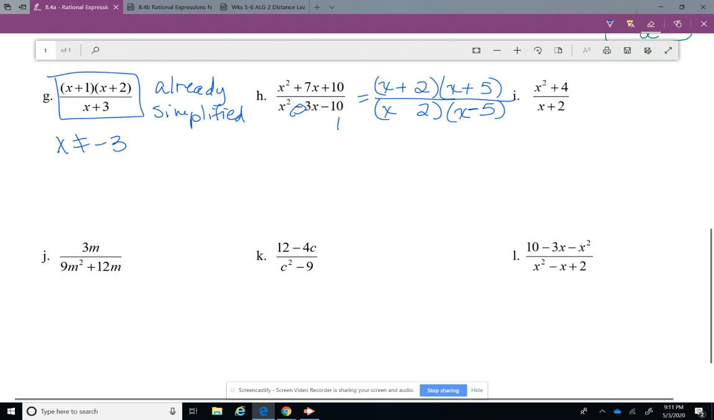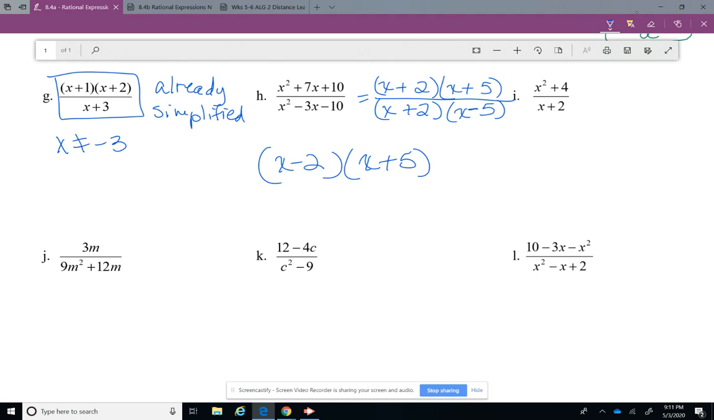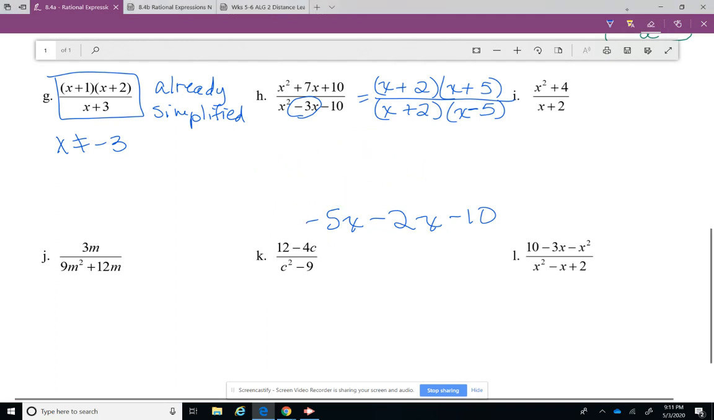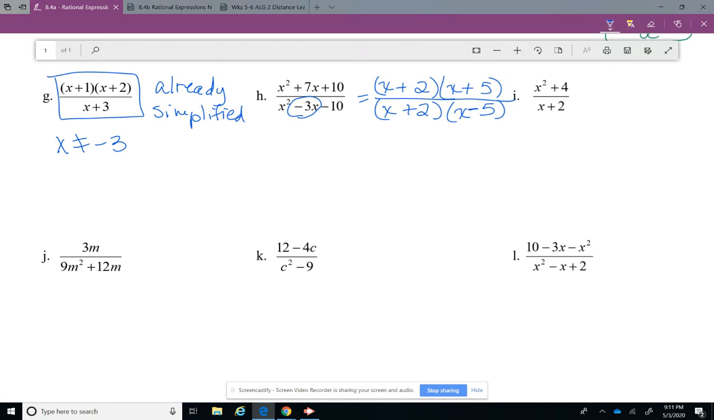because if it wasn't, and it was x minus 2 times x plus 5, when you did FOIL, x times x is x squared, outer is 5x, inner is -2x, and last is -10. You see that 5x minus 2x will give you a +3, and this is not a +3. So that's just FOIL, just to help you remember, because we haven't really done much with that recently as far as factoring.